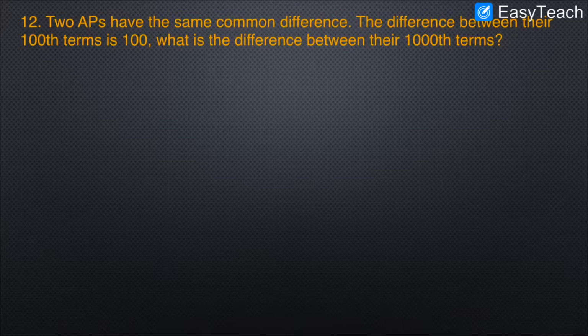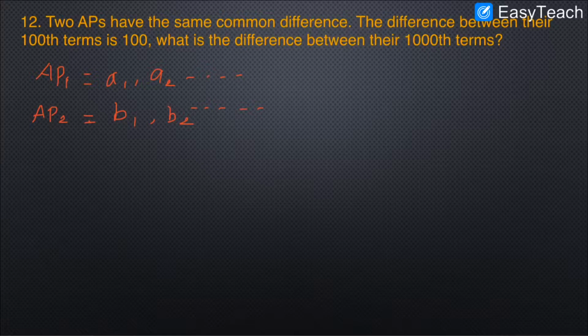There are two APs here, AP1 and AP2. None of the values are given, but the only hint is that the common difference is the same. So the common difference is D, and D is the same for both APs. Let me write AP1 as A1, A2 and so on. For AP2, I take the values B1, B2, just to differentiate these.